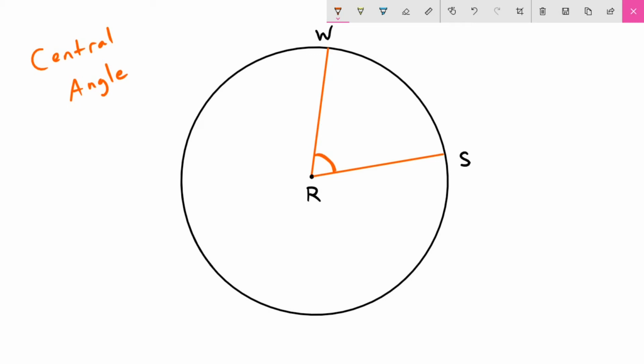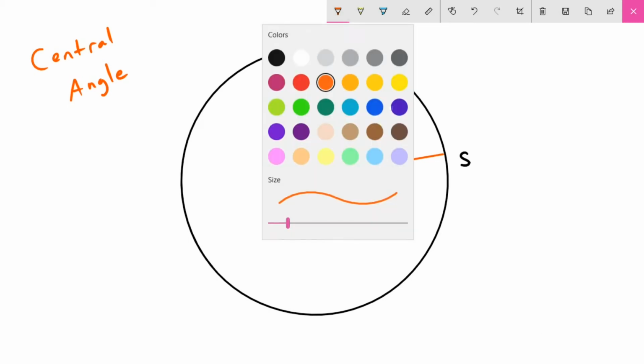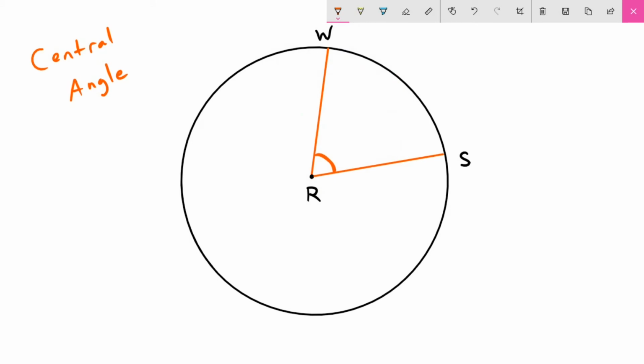And the notation for this, now you see these 3 letters, W, R, and S. This is very important. In order to notate the angle, it's angle W, R, S. Or you could be going the other way, angle S, R, W. But R has to be in the middle because that's the middle point. All right, that is the central angle.